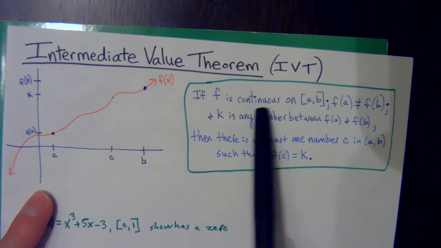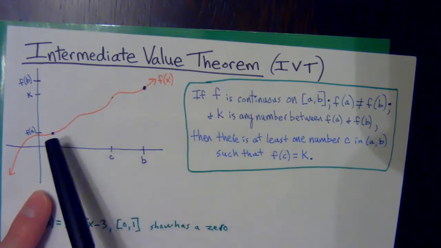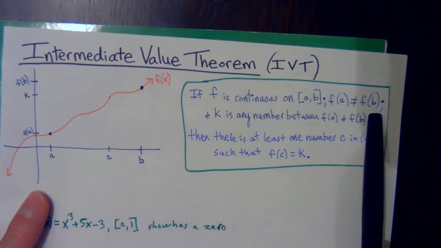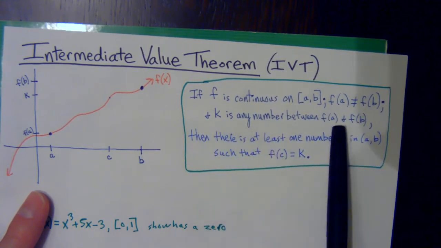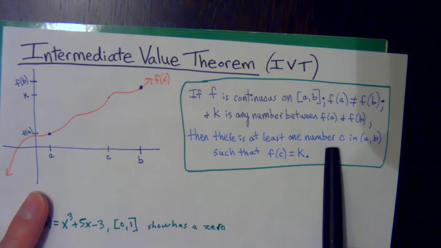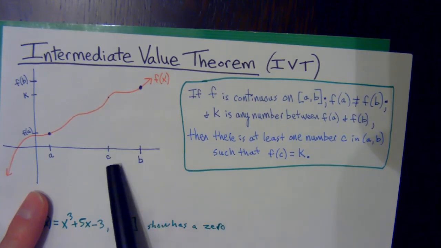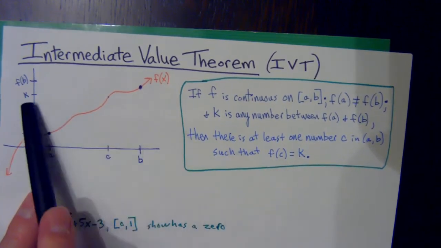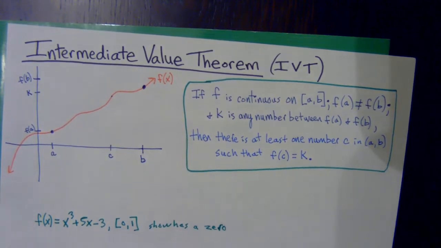It's continuous in between a and b, and then you have 2 different y values. f of a is not equal to f of b, and k is any number in between the f of a and the f of b, all right? There's just a point where we're going to find the x value. So when we plug that into the equation, we're going to get that y value right there. So that's what the technical language is.